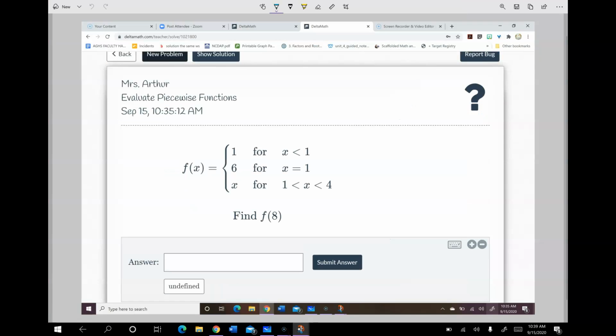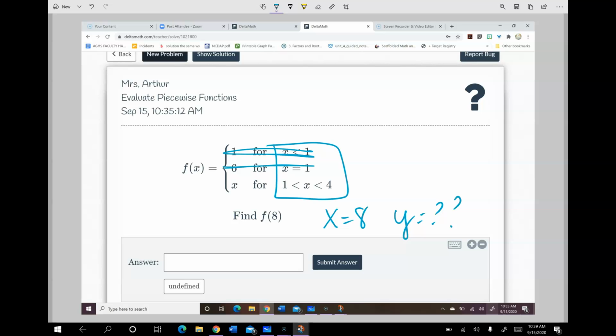Here we go. So I look right here, it's saying x equals 8. What does y equal? Is 8 less than 1? No. Does 8 equal 1? No. Is 8 between 1 and 4? No. Uh-oh. This one doesn't have an option. So you see this button right here? You would click that. If you cannot plug a number into any of your equations, it is undefined. And that happens sometimes.